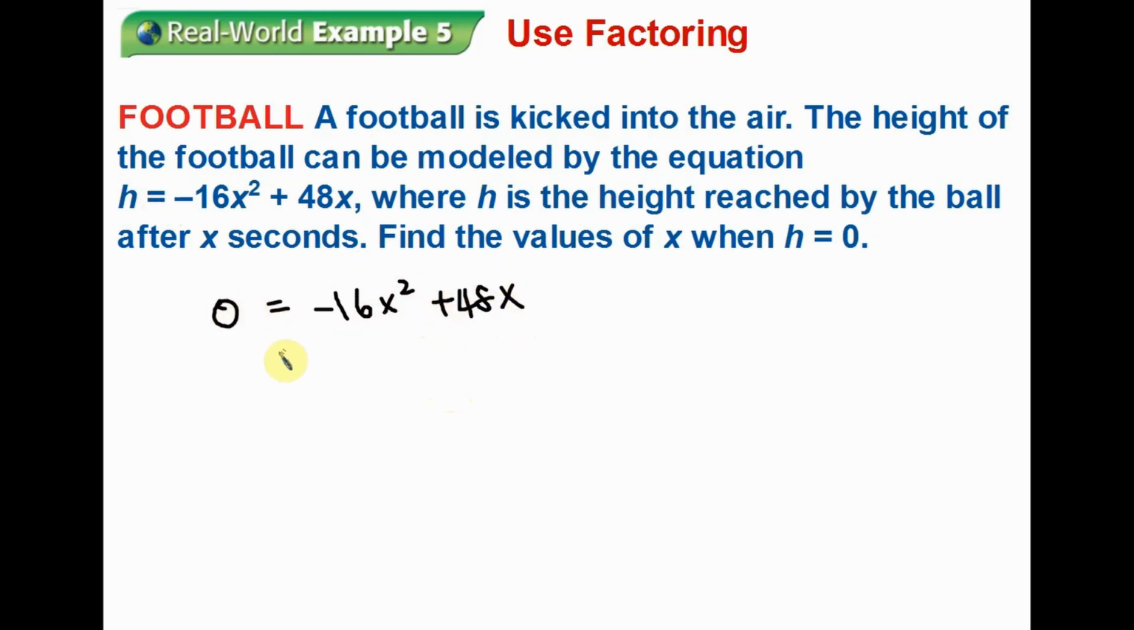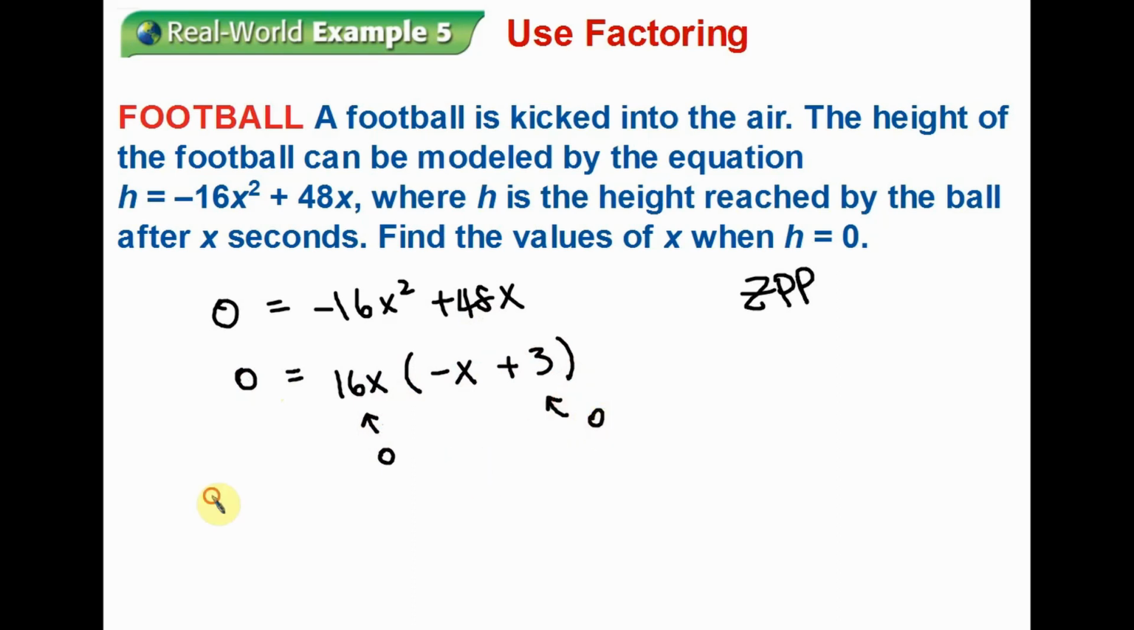In this case, one more time, we're going to use ZPP. This one already has 0 at the end, so that's fine. However, again, we need the product form by factoring this. I notice that they both have 16x in common. So if I take out 16x, I will get negative x plus 3, which gives you the form back. So then I need to know when this would be 0 or when this term would be 0. 16x is equal to 0 or negative x plus 3 is equal to 0.